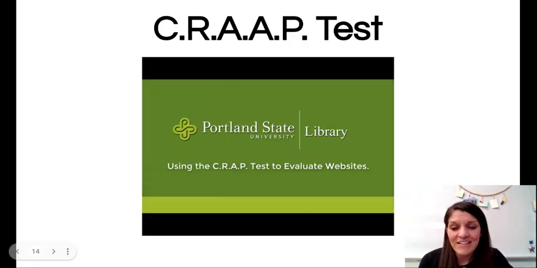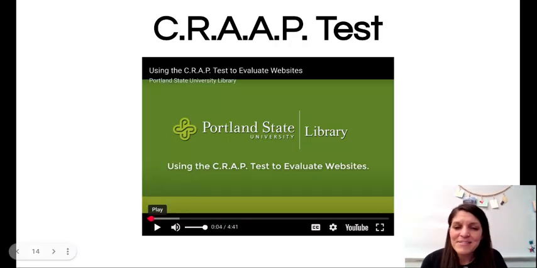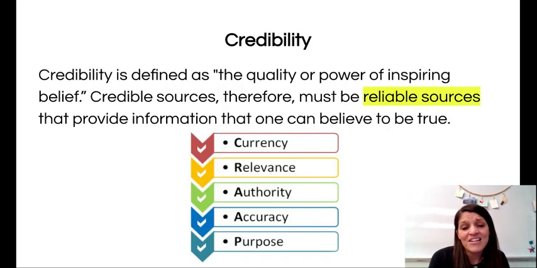In addition to this, how do you evaluate a website? Pause this. A great way to do so is using the CRAP test. The CRAP test is one tried and true way to evaluate sources. It stands for currency, relevancy, authorship, accuracy, and purpose.